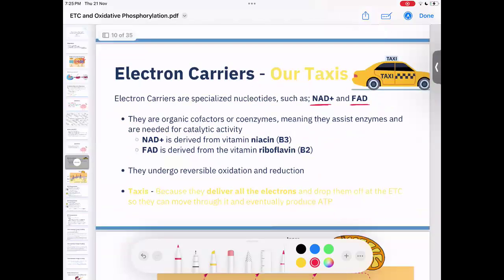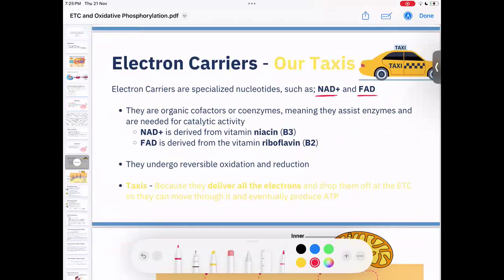Now, electron carriers, in terms of their chemical structure, are organic cofactors or coenzymes, and they help enzymes that are needed for catalytic activity. They help activate them and ensure that they're working properly. And in this context, we care about them in terms of electron acceptors and carriers. They just carry the electrons, they drop them off.